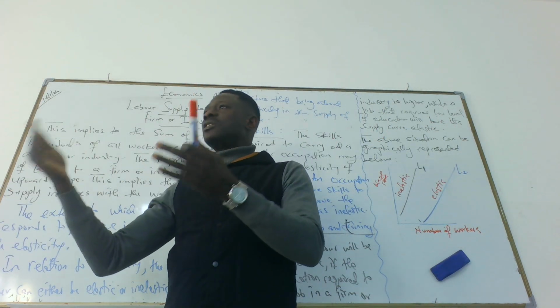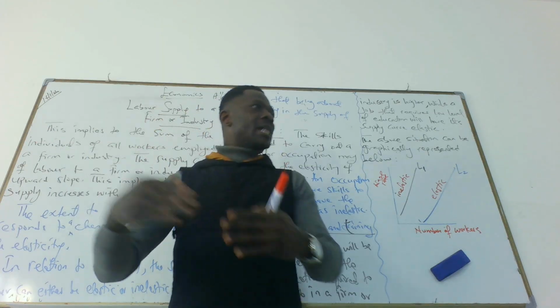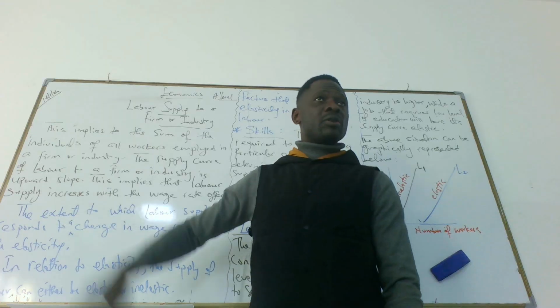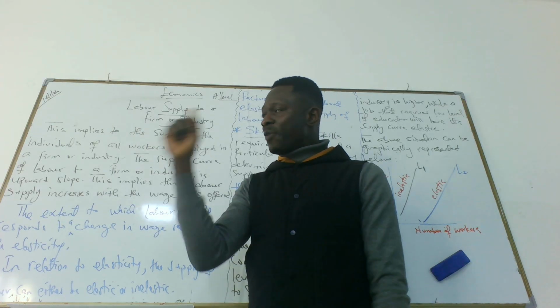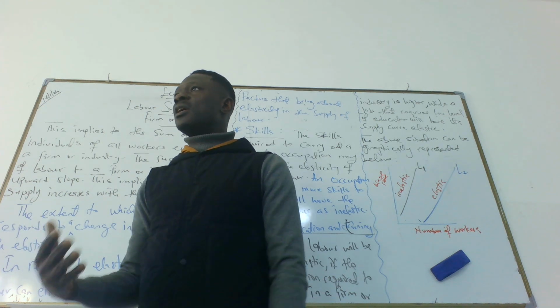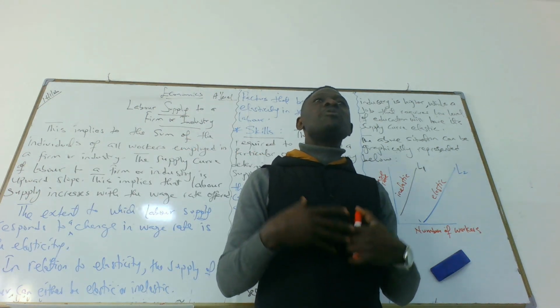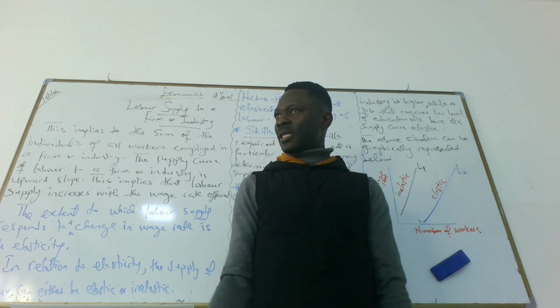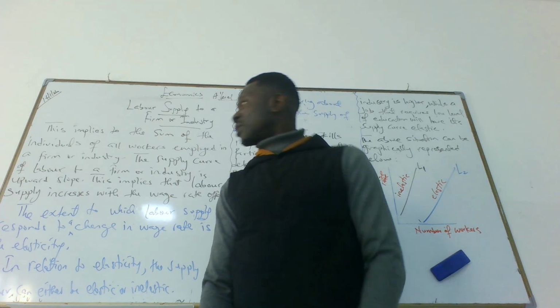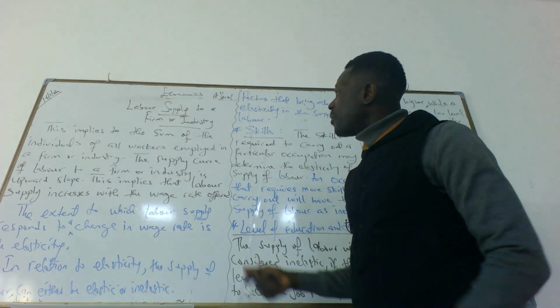The higher the wage rate, the higher the number of workers willing to work. The same goes for the supply of labor to the firm or to the industry. If a firm is paying more, workers will be willing to work in such a firm. If an industry is paying more, workers will be willing to work in such an industry. That is the point here. So it is always upward sloping. Do you get the point I'm making? Great.